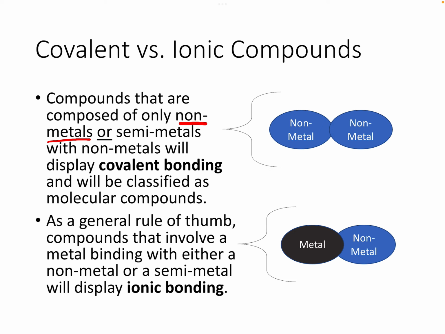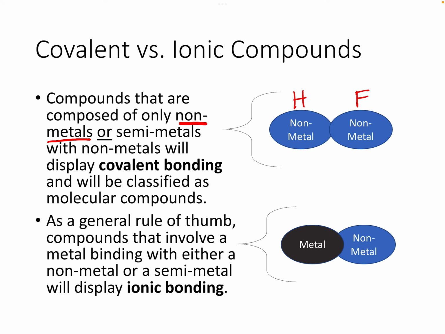So off to the right, I have just an example. We have two nonmetals. So this could be hydrogen and fluorine, just as an example. So these would be classified as molecular compounds. So if you only see nonmetals, it's a molecular compound.